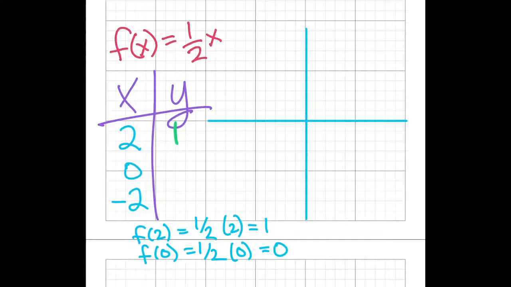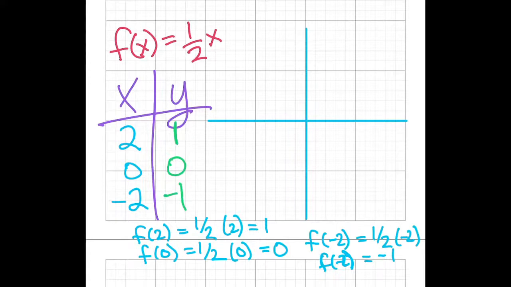So the point for 0 should be 0. And then f of negative 2 is our last point. 1/2 of negative 2 is negative 1. So f of negative 2 is negative 1. So let's put that down.